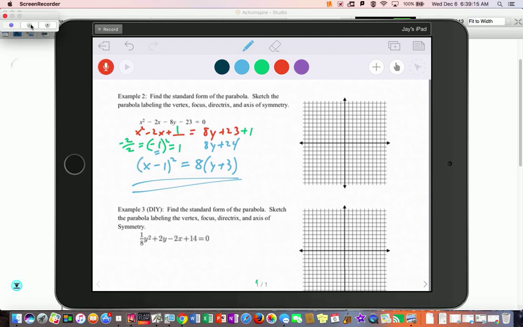Because the x is squared, or y is to the first power, however you want to think about it, I know this is vertical, up and down. So I'm going to put a vertex at 1, negative 3.